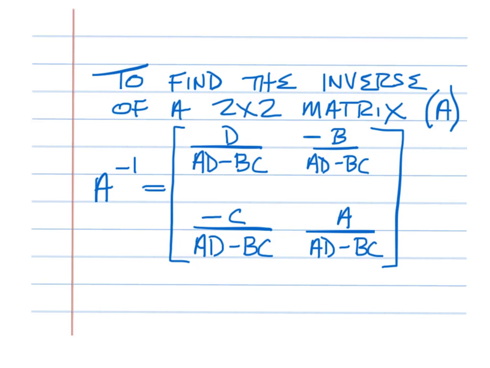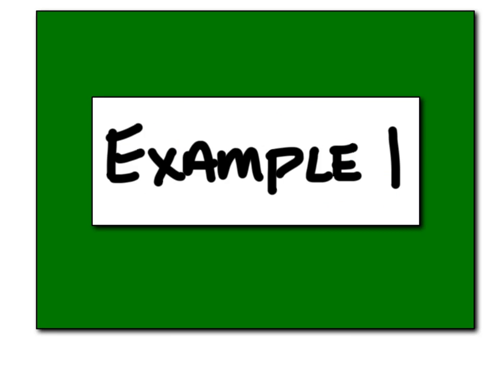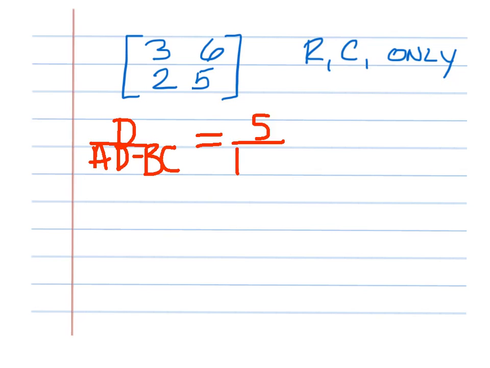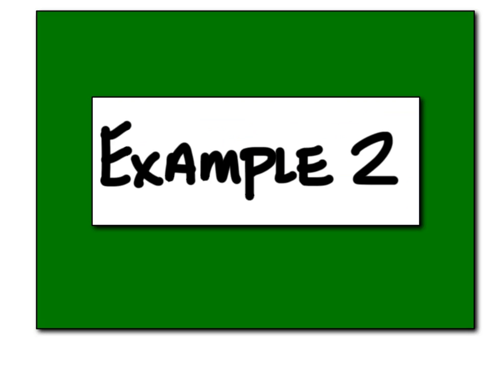Alright, objective for today is to find the inverse of a 2x2 matrix. Okay, for example 1, our matrix is 3, 6, 2, and 5. We want row 1, column 1 only. For row 1, column 1, the formula is D over AD minus BC. If AD minus BC, that is our determinant, is equal to 0, there is no inverse. So D, we have 5 over A times D. A times D is going to give us 15, minus B times C will give us 12. And that'll be 5 over 3.